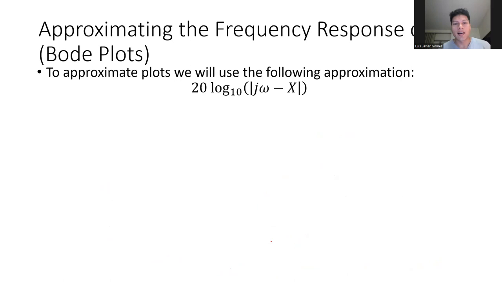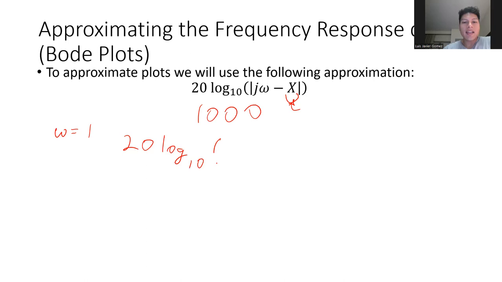All right. So to approximate the plots, we're actually going to do an approximation here, and I'm going to derive it with you. It's a very crude approximation. So let's say the zero, in this case I'm calling it capital X, is 1,000. And let's say omega is equal to 1. 20 log 10 of 1,001 is approximately equal to 20 log 10 of omega plus x, where this is just 1 and this is 1,000. It's approximately equal to 60.